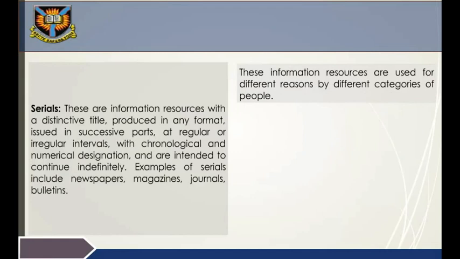Serials. These are information resources with a distinctive title, produced in any format, issued in successive parts, at regular or irregular intervals, with chronological and numerical designation, and are intended to continue indefinitely. Examples of serials include newspapers, magazines, journals, bulletins. These information resources are used for different reasons by different categories of people.